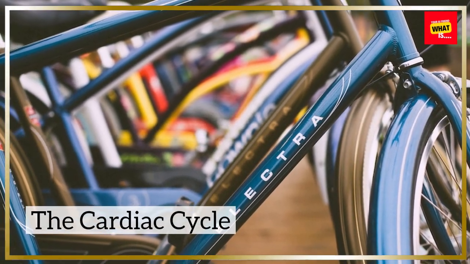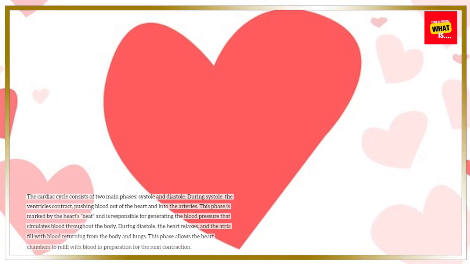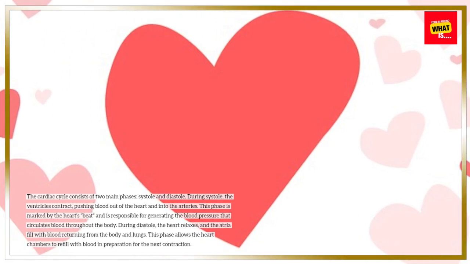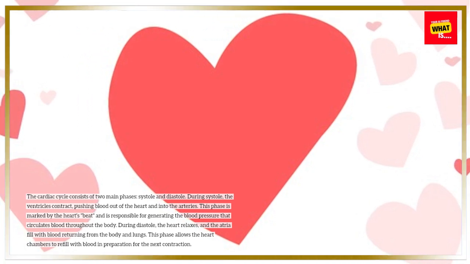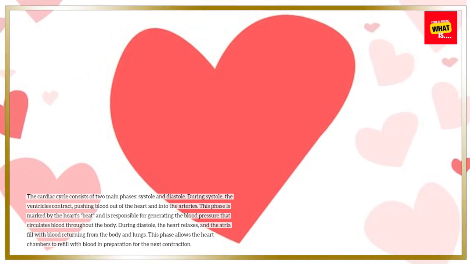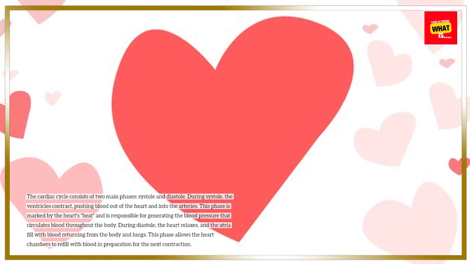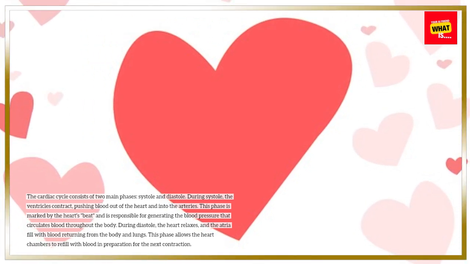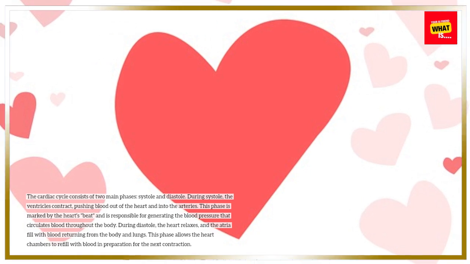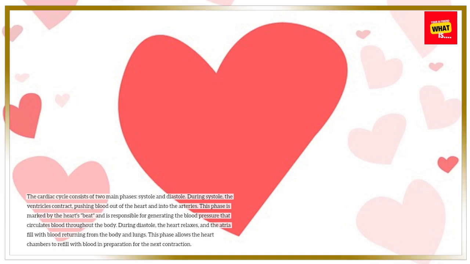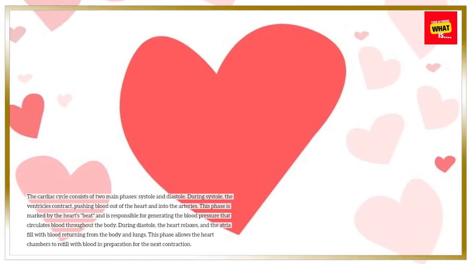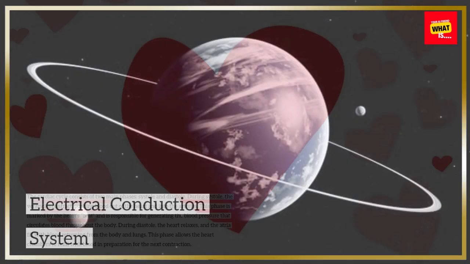This process ensures that all tissues and organs receive the oxygen and nutrients they need. The cardiac cycle. The cardiac cycle consists of 2 main phases, systole and diastole. During systole, the ventricles contract, pushing blood out of the heart and into the arteries. This phase is marked by the heart's beat and is responsible for generating the blood pressure that circulates blood throughout the body. During diastole, the heart relaxes and the atria fill with blood returning from the body and lungs. This phase allows the heart chambers to refill with blood in preparation for the next contraction.